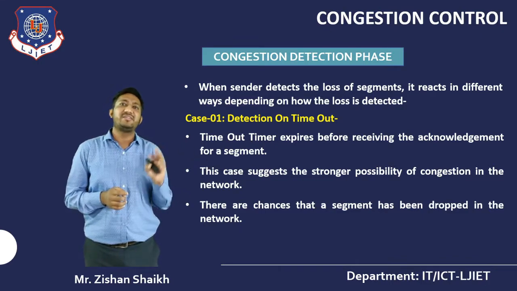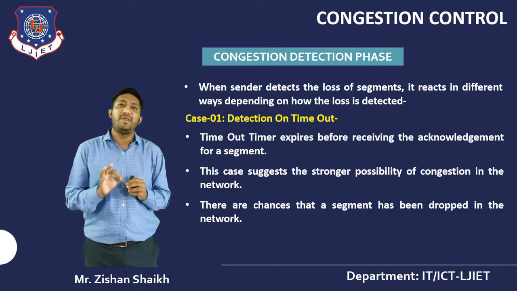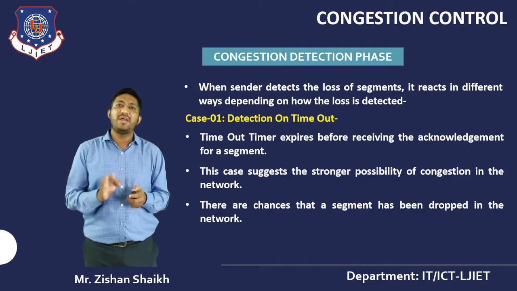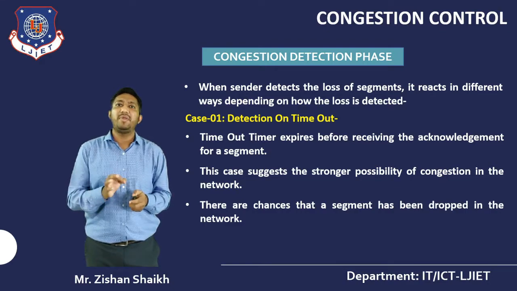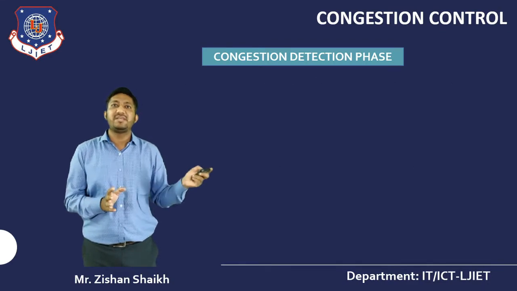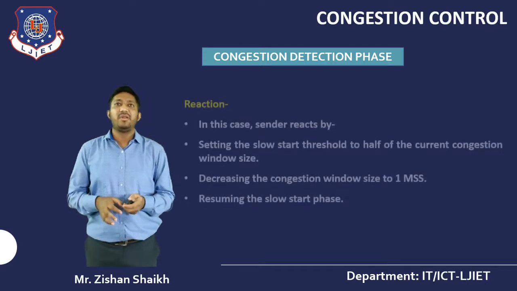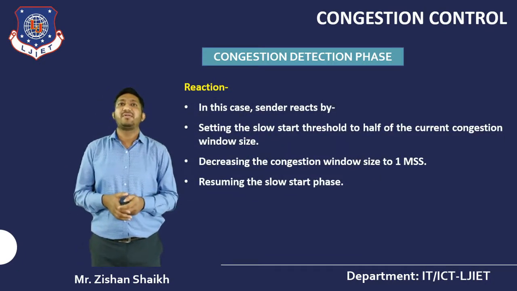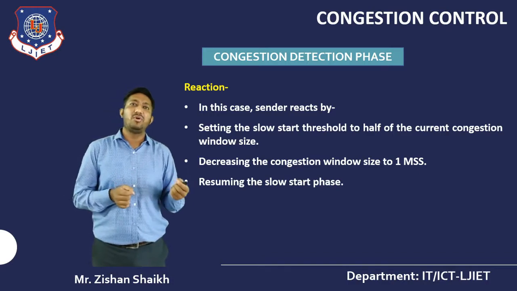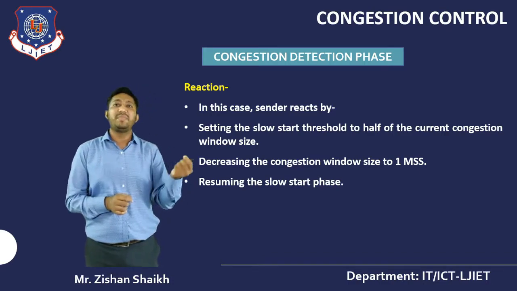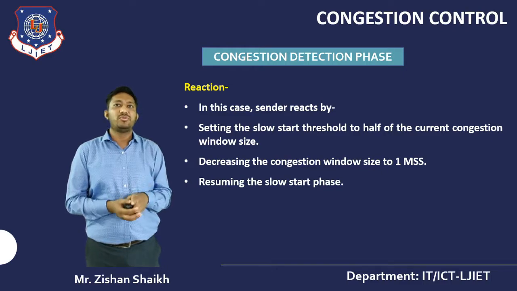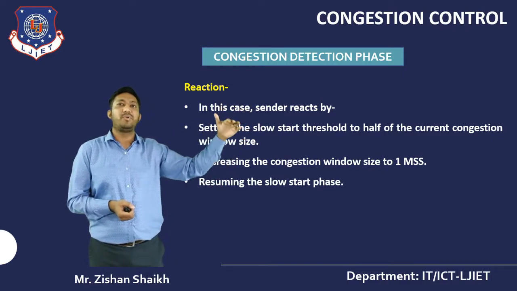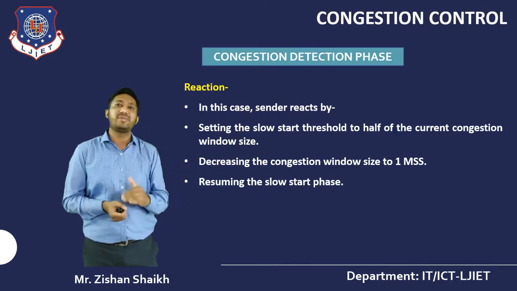So this case suggests a strong probability of congestion in my network. So there is a chance that a segment has been dropped in the network. This is my case number 1. Now, what reaction is performed by the sender? It sets slow start again from the threshold value, and the threshold value is up to half of my receiver window size.